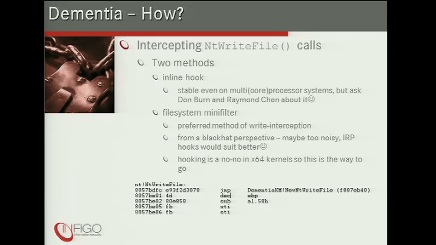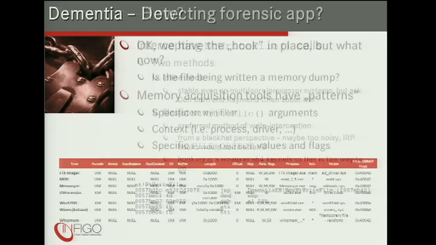As you also know, hooking is a big no-no in 64-bit kernels because of the patch guard, so you cannot just hook anywhere on anything inside the 64-bit kernels, so mini-filters are really the way to go.